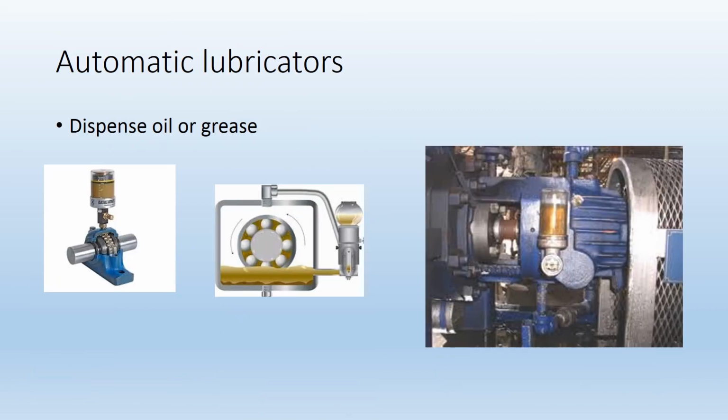Automatic lubricators can dispense oil or grease. There are a number of automatic oil dispensers in the plant downstairs. In an oil lubricator, the reservoir will release just enough lubricant to maintain the level inside a gearbox or inside an oil reservoir.